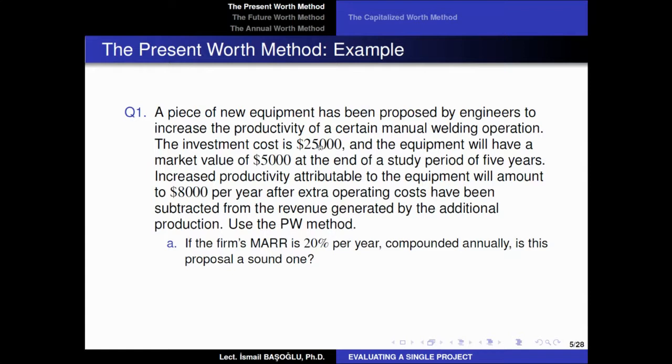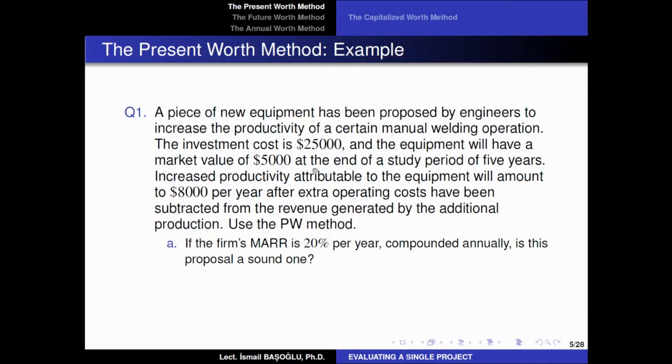Because you see, this equipment is going to cost us $25,000 right now. For 5 years, it is going to bring $8,000 at the end of every year and an additional $5,000 at the end of the 5th year. But, you know, these amounts are going to be collected later, not right now. So if the company is aiming for at least a 20% rate of return in each year, which compounds annually, would it be worth it to invest in such new equipment, it says.